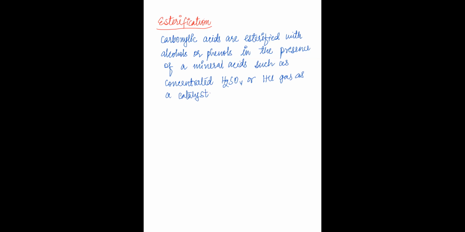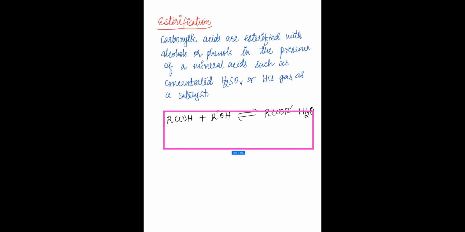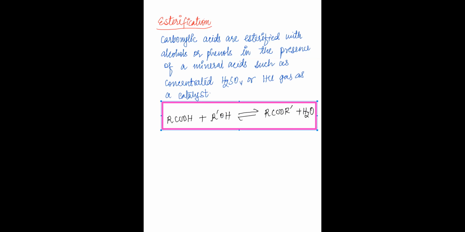So what happens here? Very simple reaction I'm going to write. There is RCOOH, carboxylic acid. It is going to react with R'OH. So there will be RCOOR' plus H2O. You know what happened here? Very simple. All I want to say is that from here, RCOOH is there. And here, OH R dash is there.